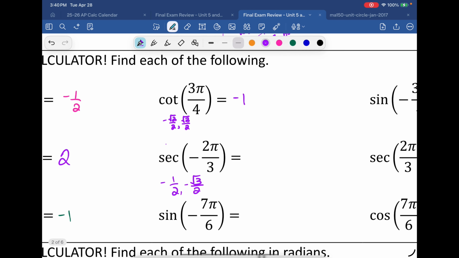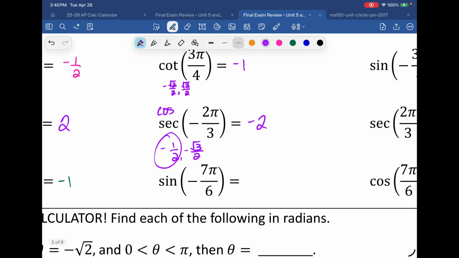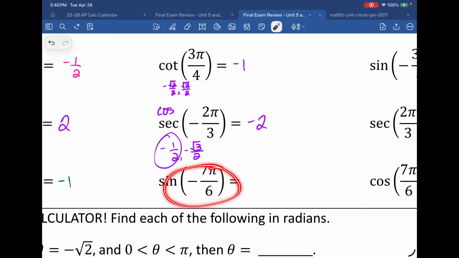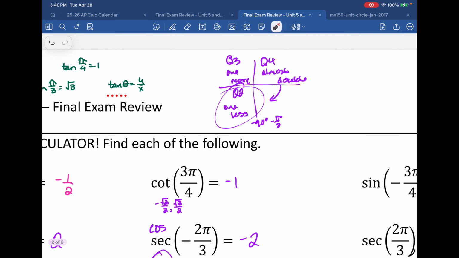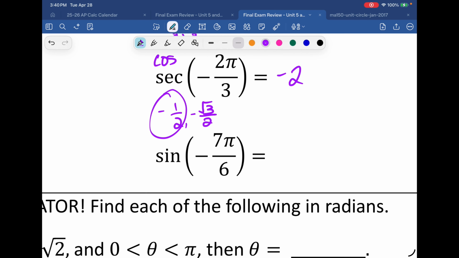Secant is a reciprocal of cosine. Cosine is an x-coordinate. That's my x-coordinate right here. So I'm going to take its reciprocal. It's negative 2. Okay, I've got sine of negative 7 pi over 6. That's going to fall in quadrant 3. So the x is negative, but the y is positive. So negative root 3 over 2 for the x. Positive 1/2 for the y. Sine is the y-coordinate. Sine negative 7 pi over 6 is positive 1/2.